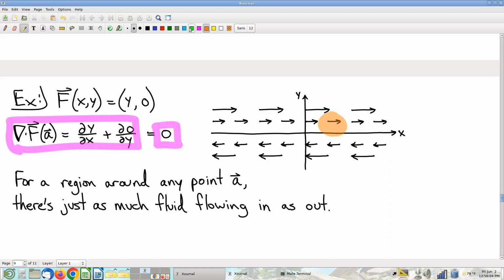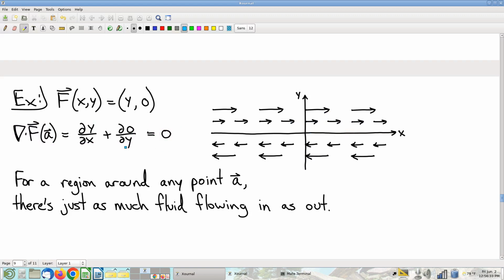Said differently, there's just as much fluid flowing in as there is flowing out. So this is not a source of fluid, nor is it what we call a sink. It's not like there's a bunch of fluid that's converging inward on it. It's just kind of neither. You might say it's a combination of both in the sense that they cancel. It adds up to 0. So again, pretty intuitively satisfying, I think.